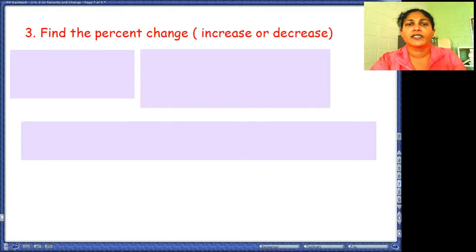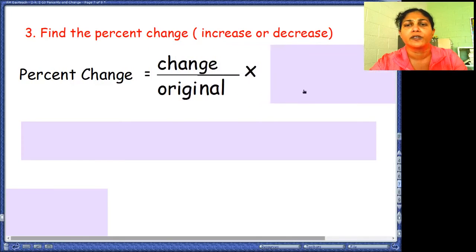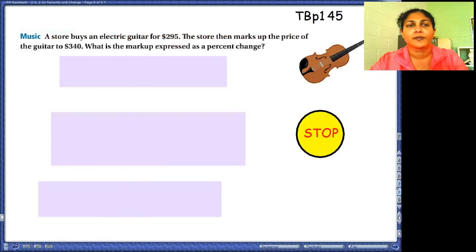How do you find the percent change, and is it an increase or a decrease? We always like to use this formula where the percent change is equal to change over original times 100, and in the end you need to write if it is an increase or a decrease. Let's say we have a guitar that the store buys for $295, and then they're going to resell this guitar for $340. What is the markup as a percent change? Obviously the guitar has been sold for more money, so it is a percent increase.